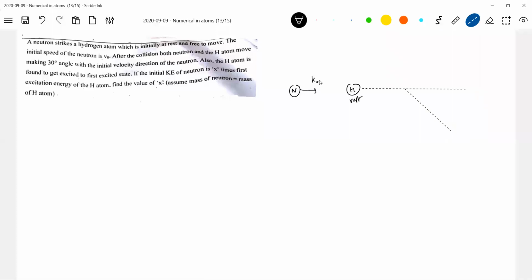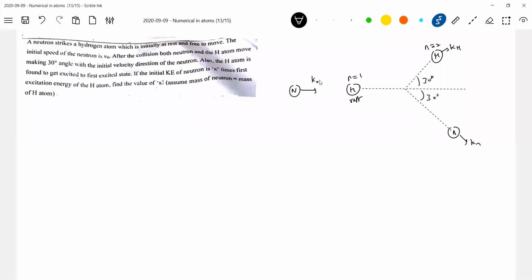Hydrogen atom. This hydrogen atom, this is a neutron. So let me take this is the KH, and this is a neutron, Kn, and this angle of deflection is given. And what is the state of this? The hydrogen atom is found to get excited to the first excited state. Here it was in ground state. This will come to n equal to 2. Is it justified writing there n equal to 1, n equal to 2?